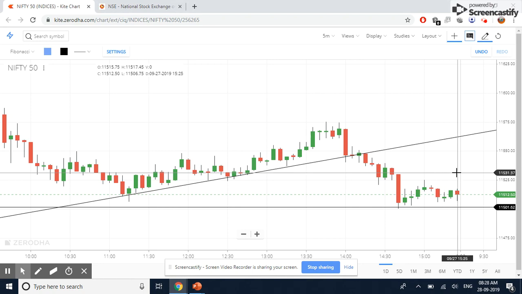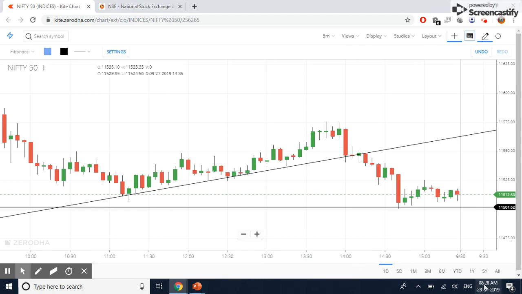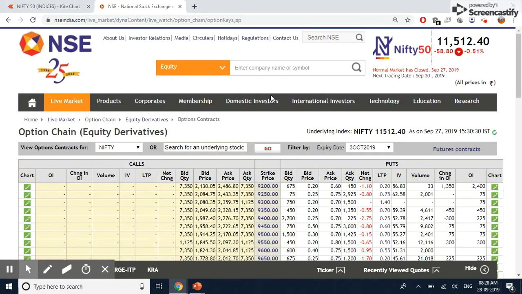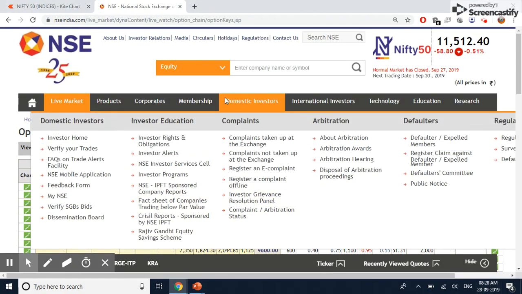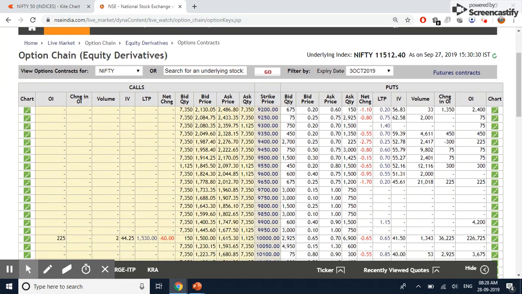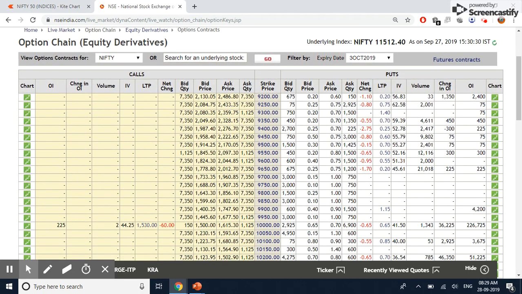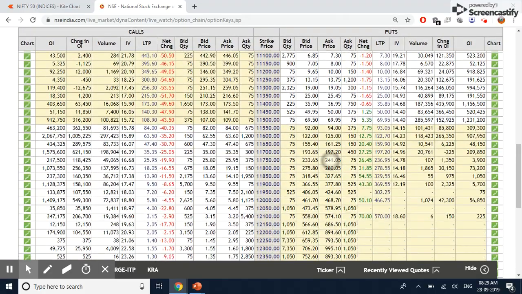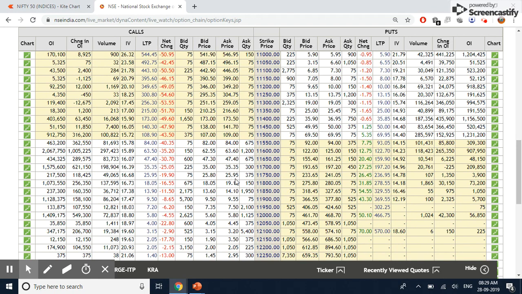So now let's go to the option chain and try to find out support and resistance for the 30th of September, Monday. I have already opened the Nifty option chain. As it closed at 11,512, we will start our study at 11,500. First of all, we'll study the puts to find out support, and then we'll study the calls to find out the resistance. So let's see what we have at 11,500.